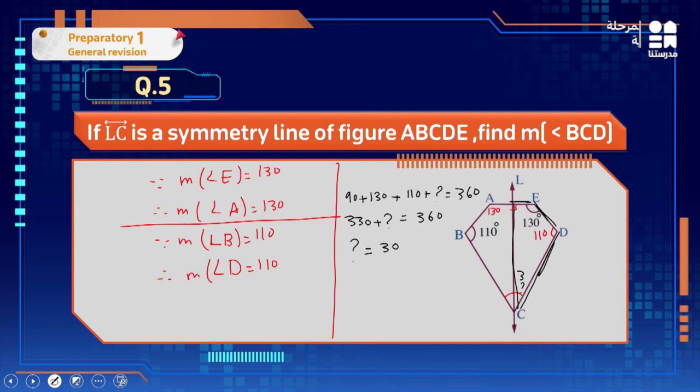Here it is. What about angle C as a whole? We need to double it, 30 and 30, which is 60. So the final answer is 60 degrees.